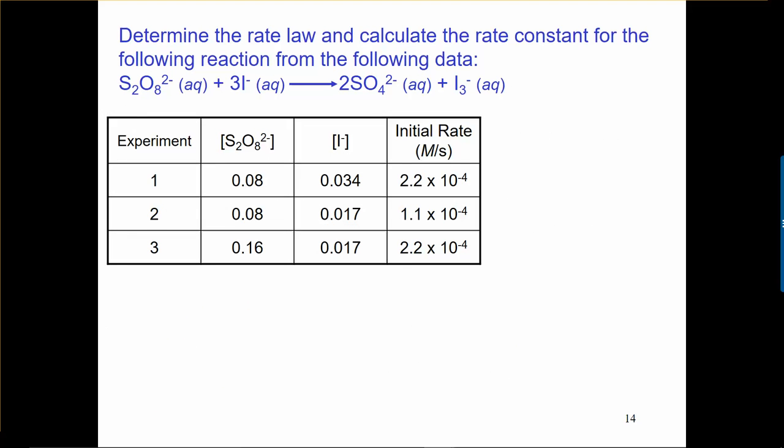Determine the rate law and calculate the rate constant for the following reaction from the following data. That's what I want you guys to do. I want you to figure out the orders of the reactants, and then what is K? That means you're going to have to write a rate expression correctly.